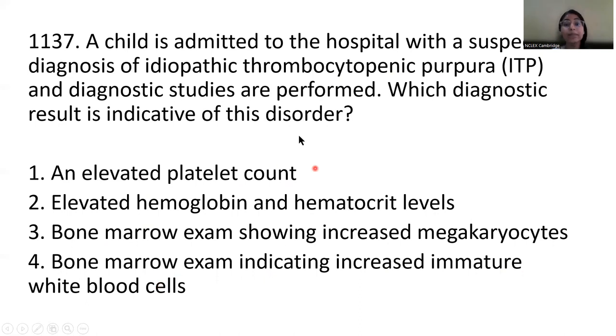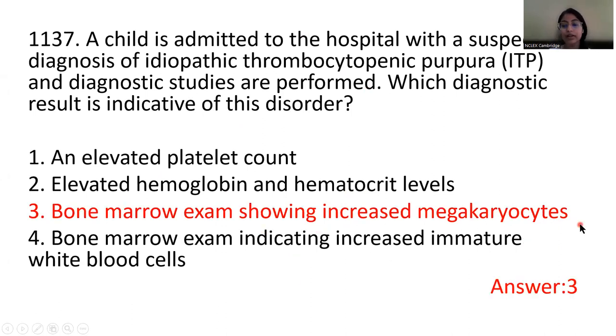As I mentioned, there will be a decrease in platelet count, which means there is some alteration in the body leading to the decrease in platelet count. So we have to see what things can lead to a decrease in platelet count. Hemoglobin and hematocrit level is not related to this disease. Now in option C, we can see there are increased megakaryocytes. Megakaryocytes are precursors of platelets. These lead to formation of platelets. So if there is alteration in megakaryocytes, there will be alteration in platelet count. So the correct answer is bone marrow exam showing increased megakaryocytes.